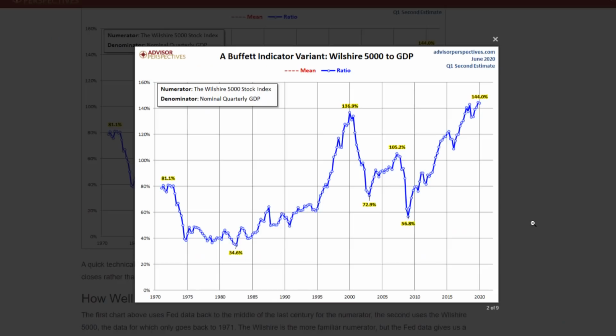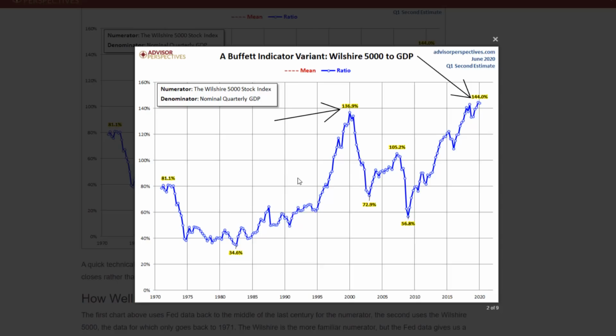So here is an indicator in terms of the Buffett indicator versus the Wilshire over time. As we can see, it has gone drastically between 34.6% all the way up to 136.9% and is now currently at all-time highs when compared to the Wilshire. Does this matter? Well, of course, history would tell you that markets are mean reverting, but things have changed, which I'm sure many people are aware of.